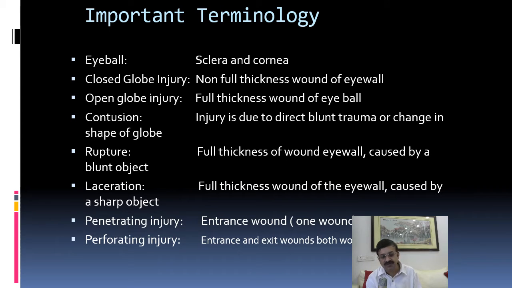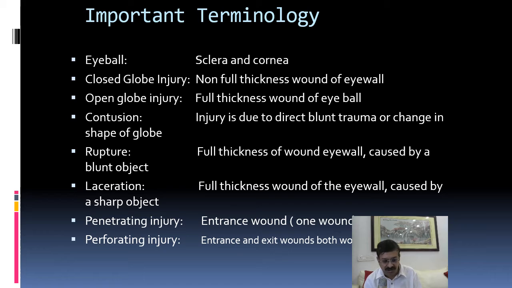Now, before we move on to the mechanical injuries caused to the eyeball, there are certain important terminologies which one should be aware of. From the point of view of describing a mechanical injury, the eyeball wall is constituted of the sclera and the cornea. These are the two coats which we consider. Now, what is a closed globe injury? A closed globe injury is a non-full thickness wound of the eye. An open globe injury is a full thickness wound of the eye. Open globe injury could be a penetrating injury, or it could be a perforating injury. A penetrating injury is where there is only one wound, the entrance wound, and a perforating injury is where there are two wounds, one an entry wound and one an exit wound.